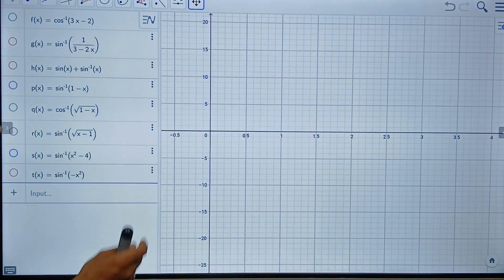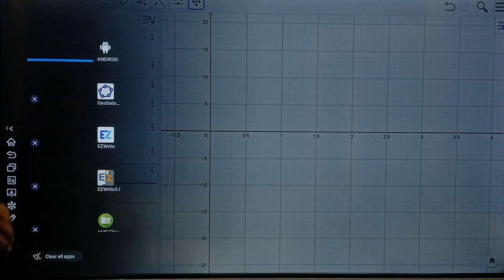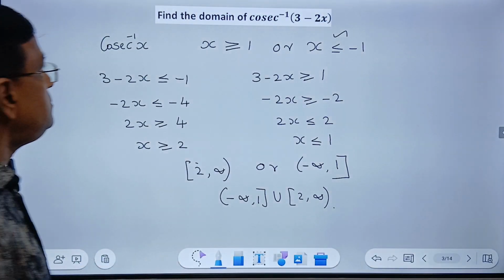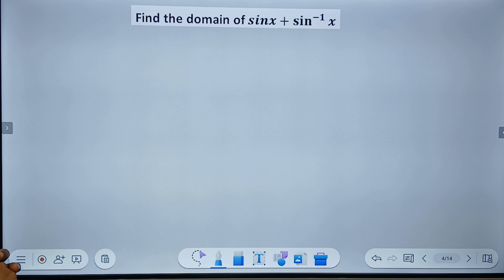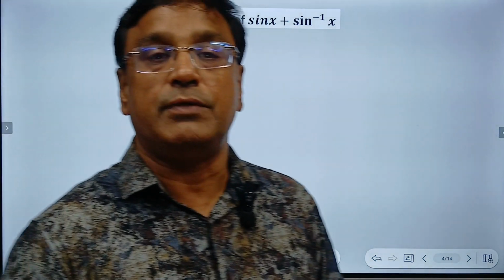Visually you can confirm it. You know, it's wonderful software to understand things. Let's go to the next one. Look at this. Find the domain of sin x plus sine inverse of x. Very simple.